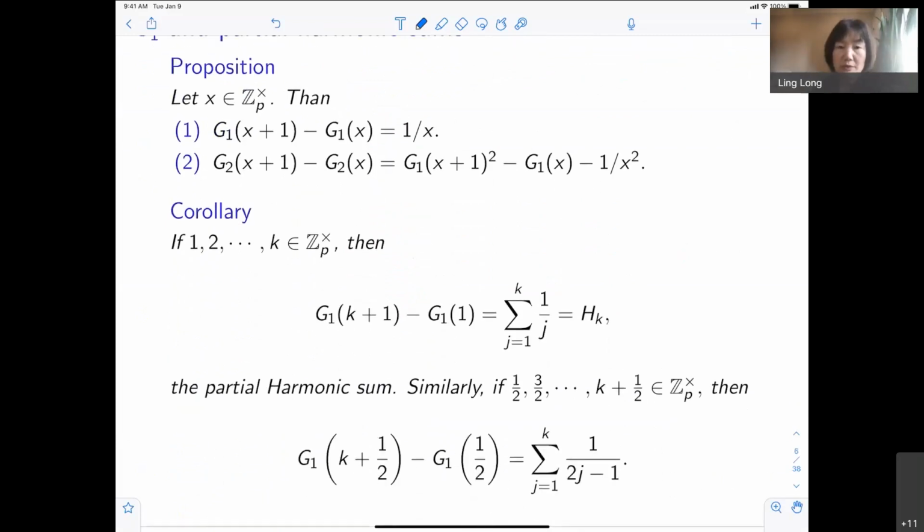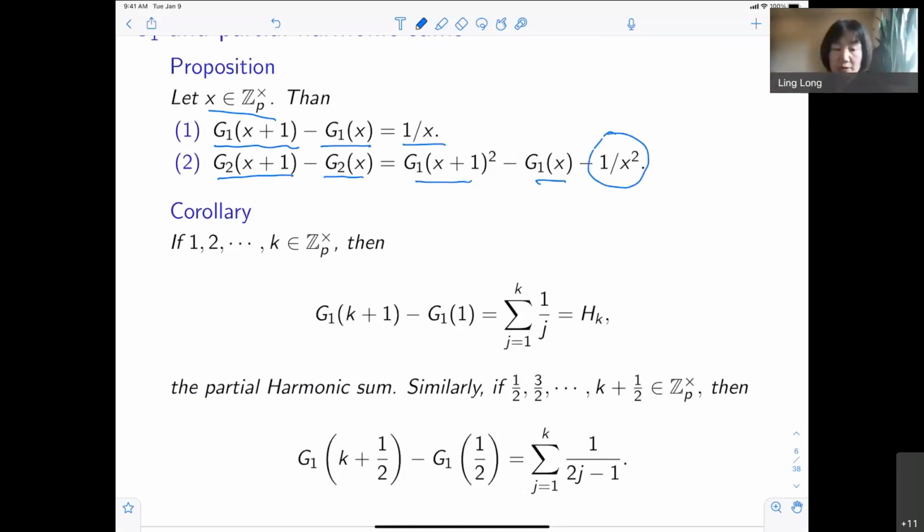According to how it's defined, using the functional equation, we can check that G_1, which is the first logarithmic term, if you look at x when it's invertible, then G_1 of x plus 1 minus G_1 of x, what you will get will be 1 over x. And similarly, if you look at the G_2 term, the consecutive G_2 ratio is going to be this quantity over here. There are G_1 terms. Another major term will be 1 over x squared, which is quadratic in the linear term up here.